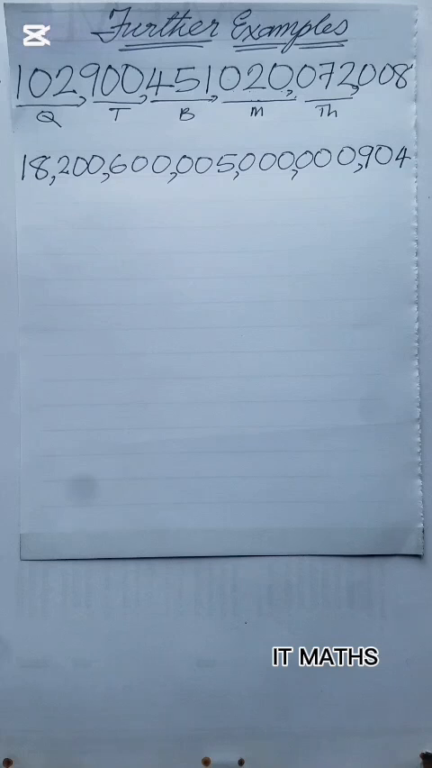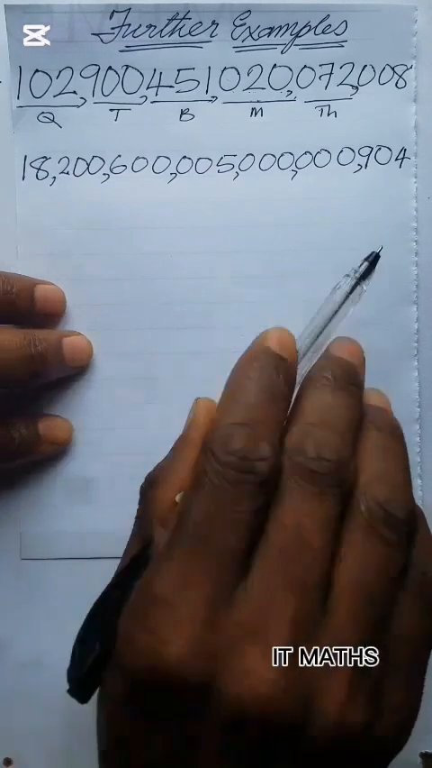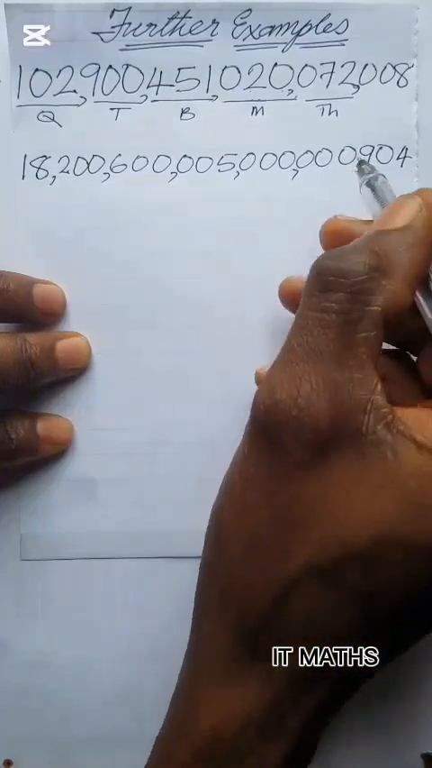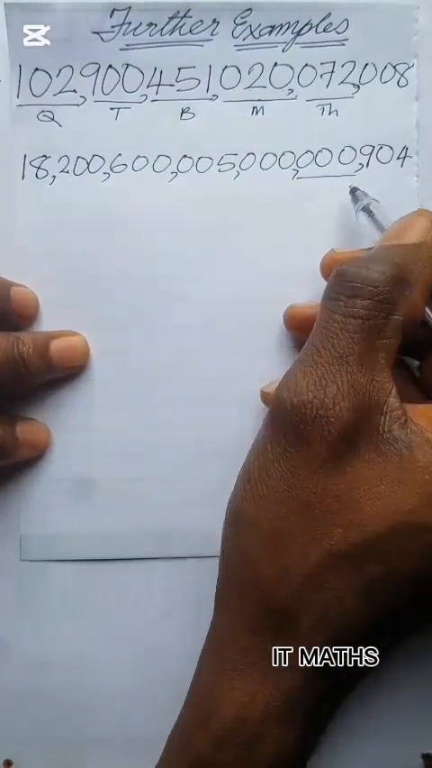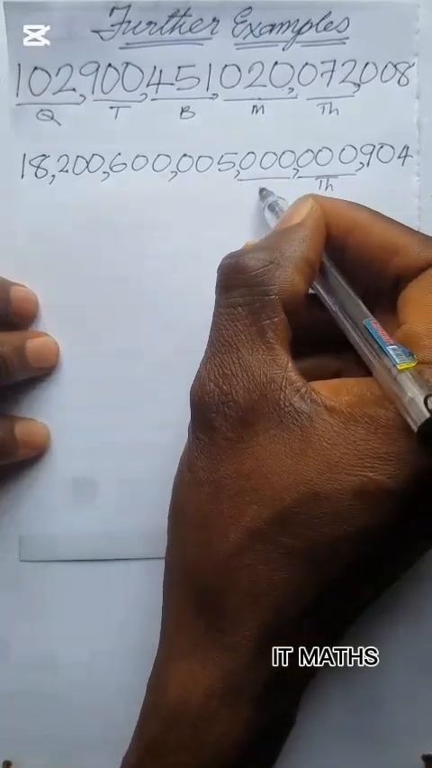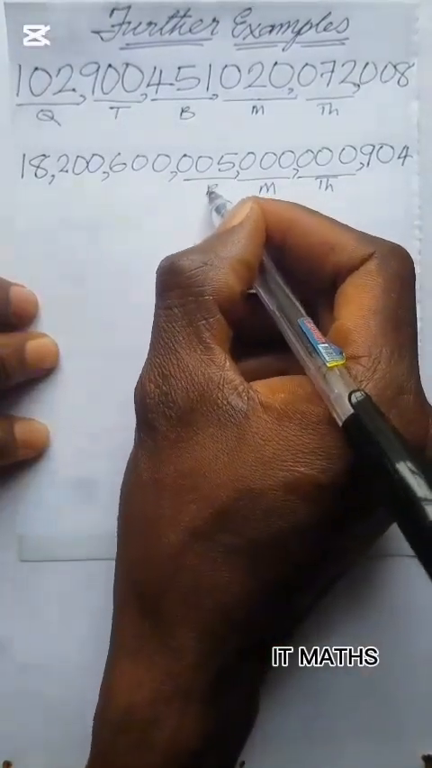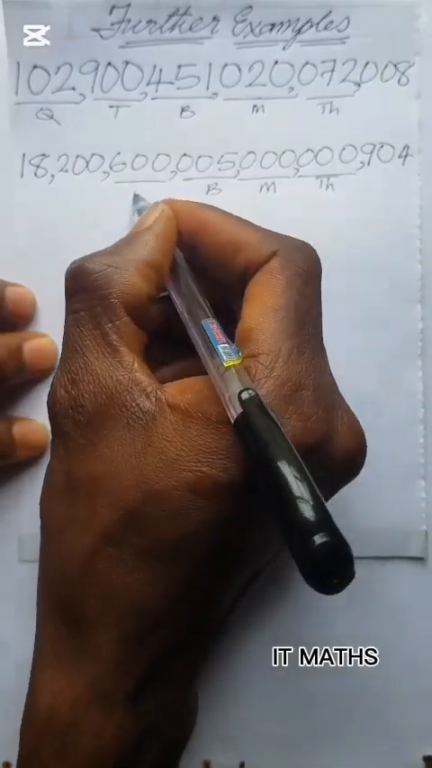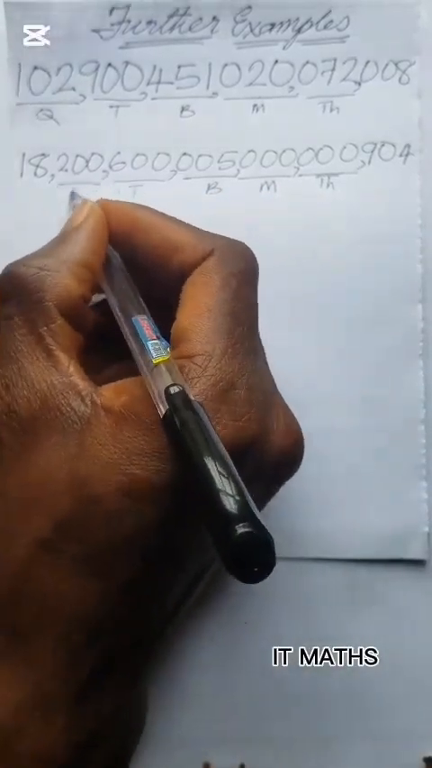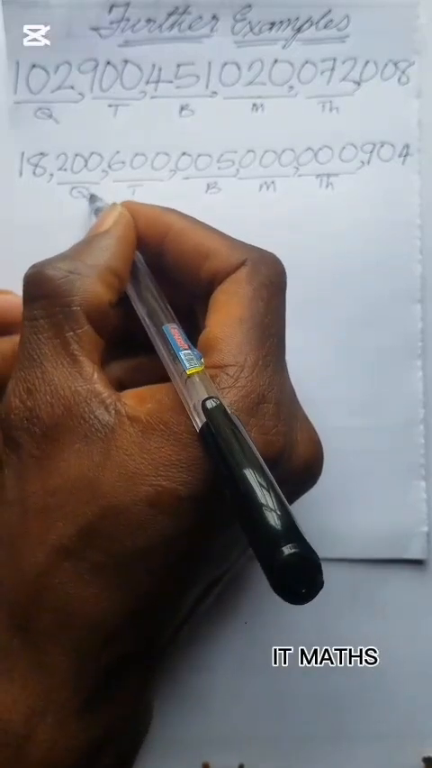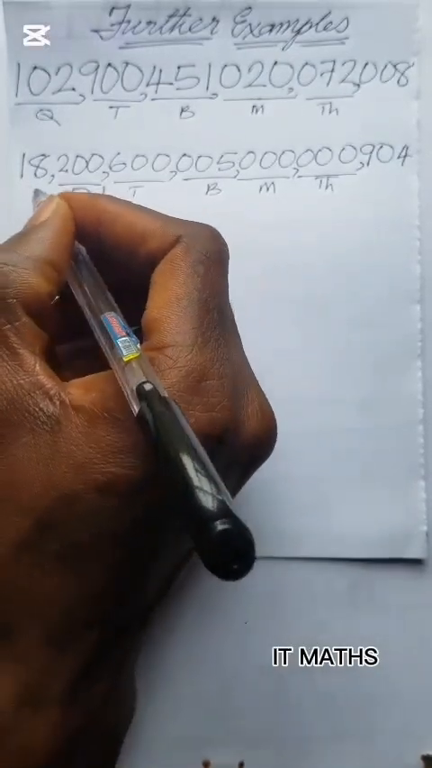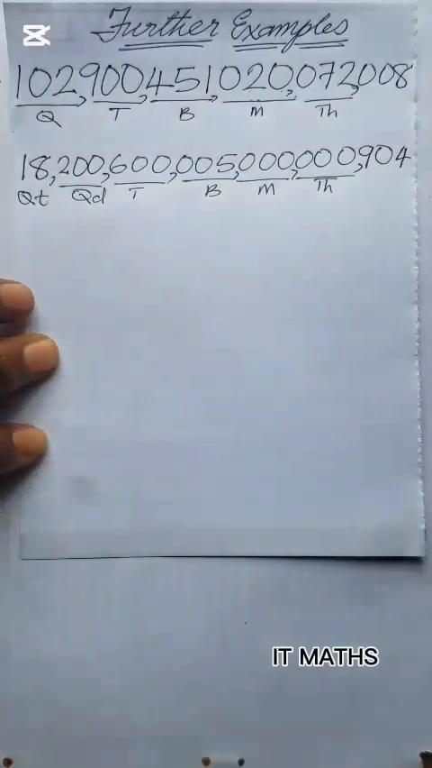Then we have another example, 1820060000500000904. How do you read that? Again, you start. This is your normal hundreds, tens, units. The next one is what? Okay. 1,000, million, billion, trillion, quadrillion. Let me use QD. And quintillion. Let me use QT.